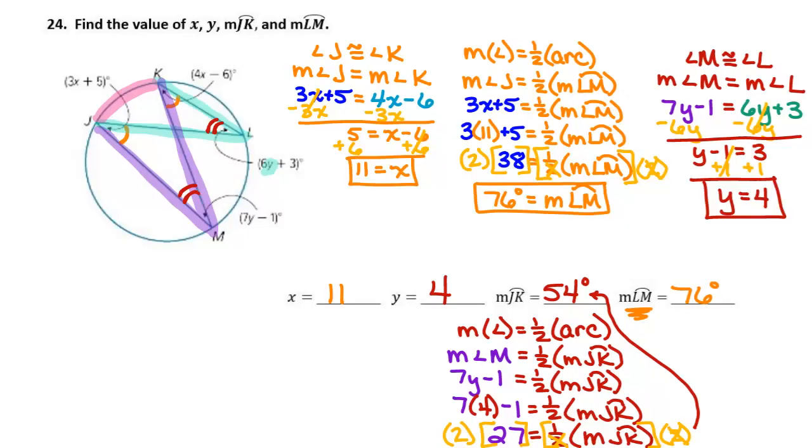If we want just the angle, then you take either x or y and plug it in, and you're good. If we want the arc, you take either x or y, you plug it in for the angle, and then you double it for the arc.